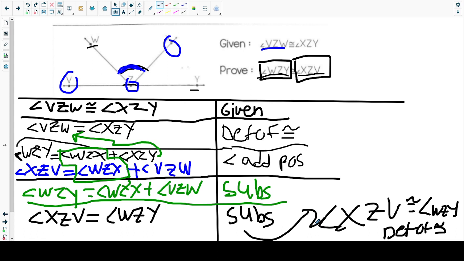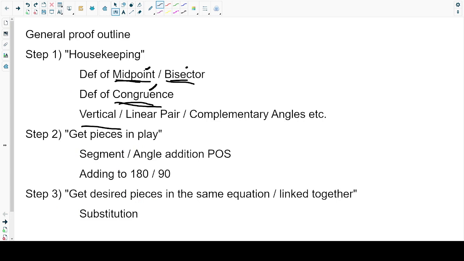So this video, again, wasn't meant to be a completely alleviating thing. It was just meant for those that just need a little bit more extra explanation or a little bit more examples about how to work a proof. And again, just keep in mind these 3 things. Housekeeping, get pieces in play, and then get those pieces linked up in some way. Because if you get them linked up, from there on out, it's usually just substitution and a little bit of algebra. But you need to make sure that you get them linked up first. Again, usually using segment addition postulate or something like that.